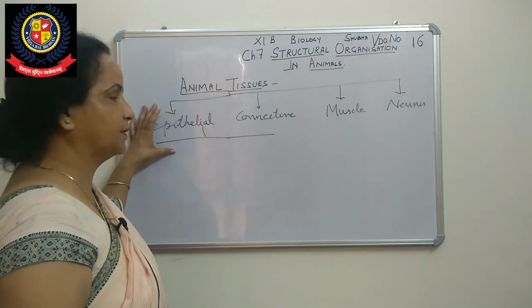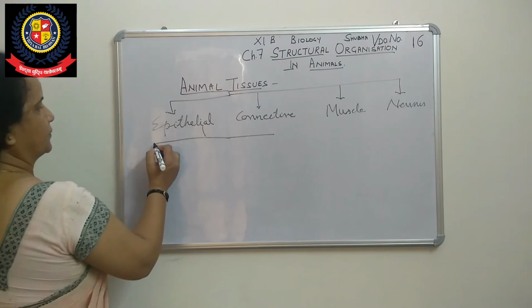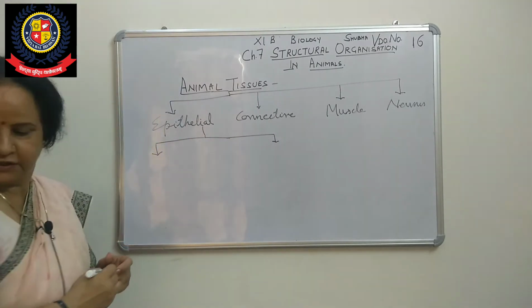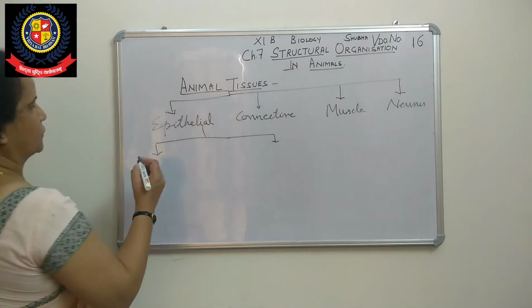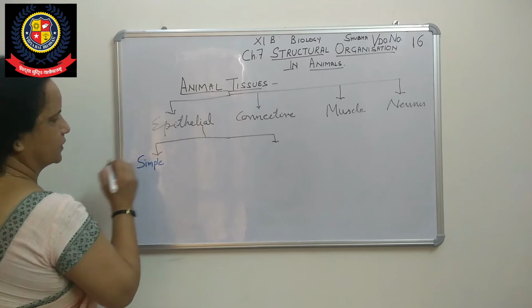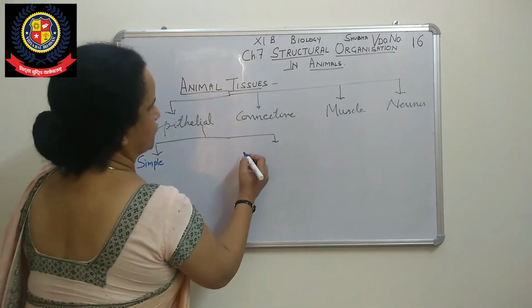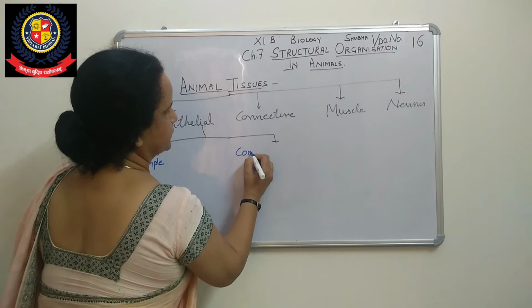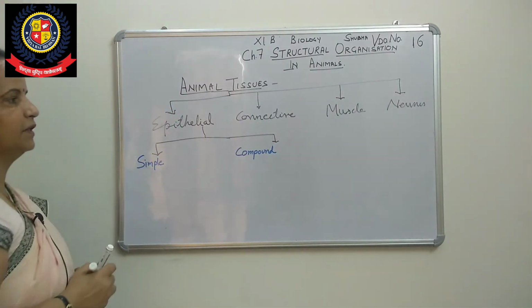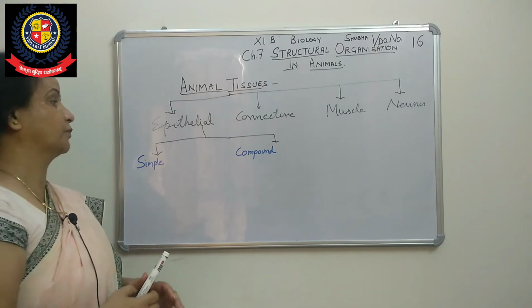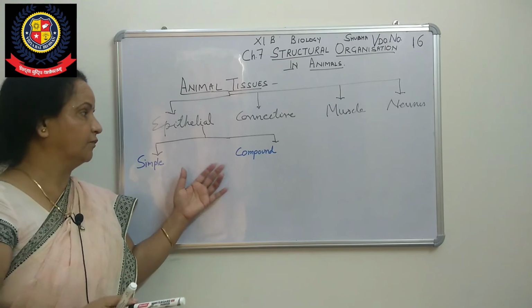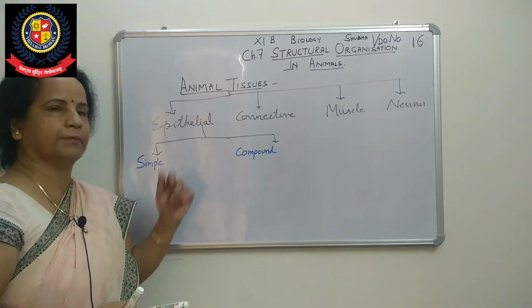Mainly these epithelial tissues are of two types. What are these two types? The first one is called simple epithelium, and the other is called compound epithelium. We can divide them on the basis of the number of cell layers, into simple and compound.